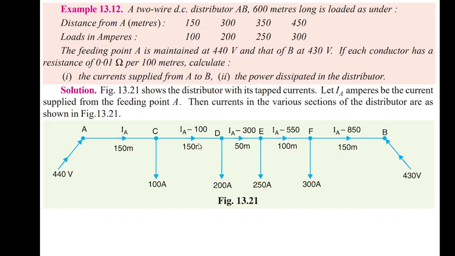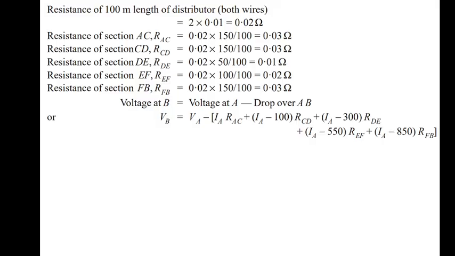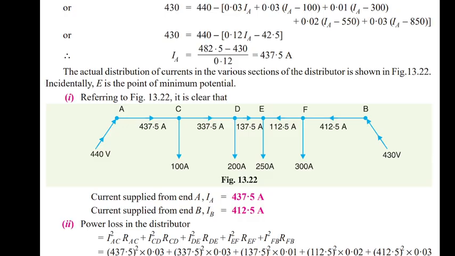And also, if the customers are placed farther from the beginning point, it means that the voltage drop will be higher. This formulation allows us to solve for the unknown current supply from point A and further analyze the performance and the efficiency of the distribution systems.